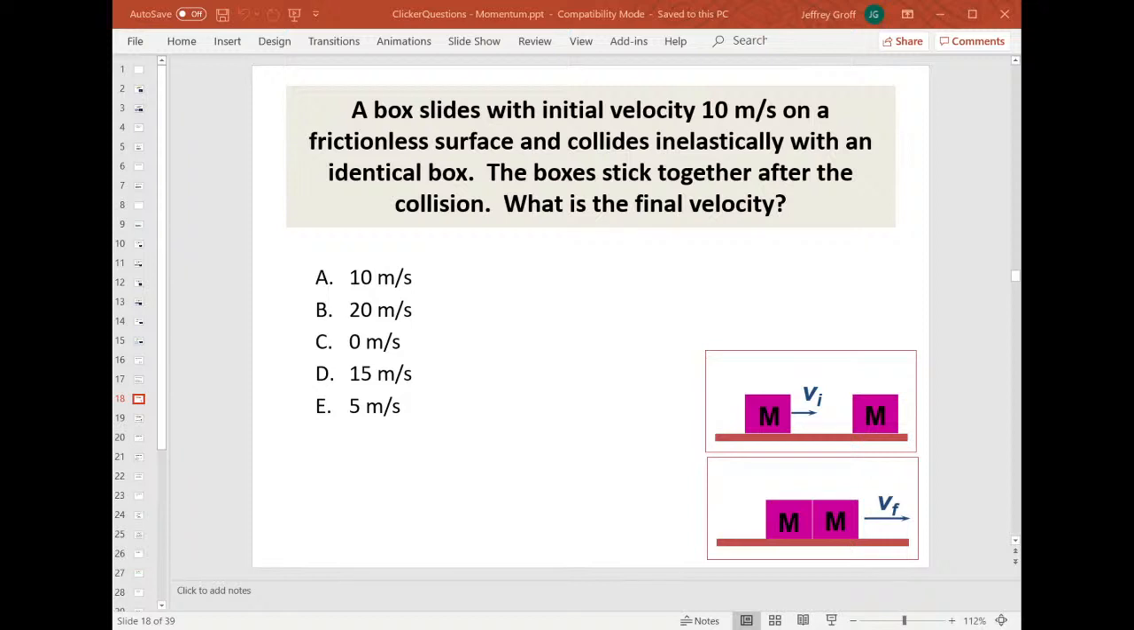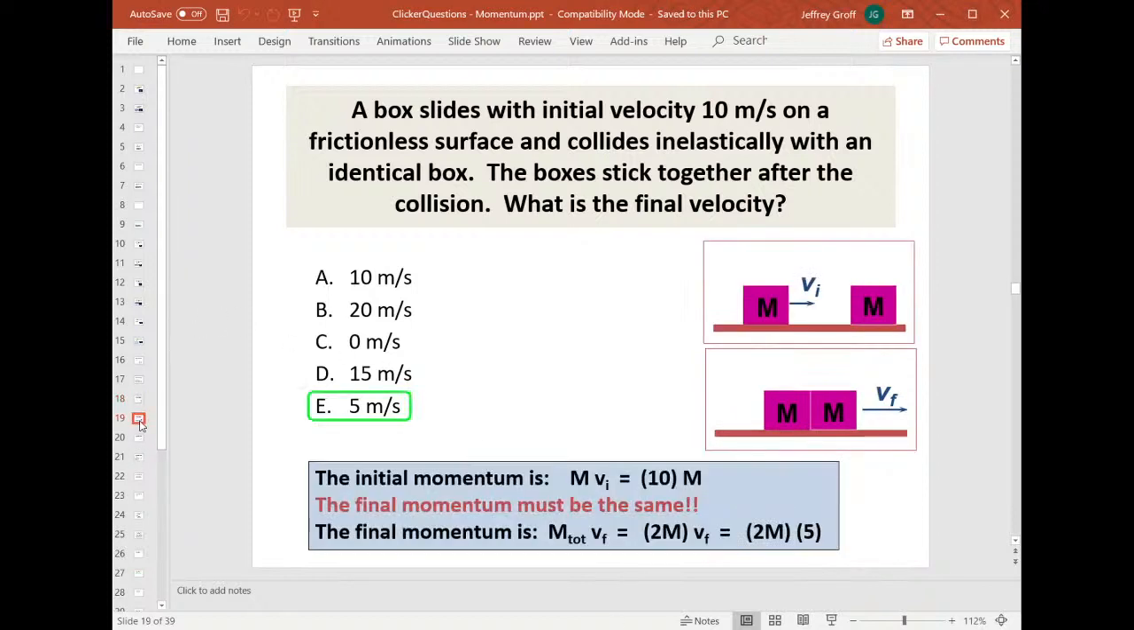All right, so let's take a look at the answer here. E, 5 meters per second. The speed must be halved because the mass was effectively doubled. So if momentum's conserved, mass times velocity, and the mass is doubled, the speed must be halved.